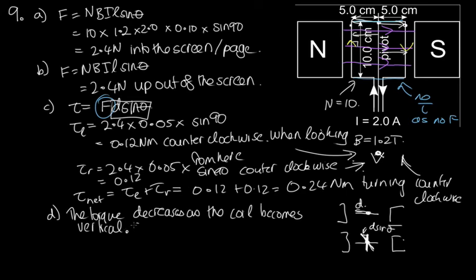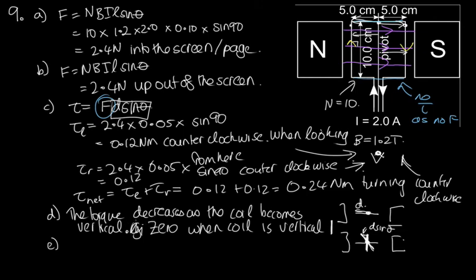And so it's going to be 0 when the coil is vertical. So that's when we're looking from this end, and when the coil's aligned like that, then there is no torque. So part E: what would be the effect of using an alternating current in a setup like this?